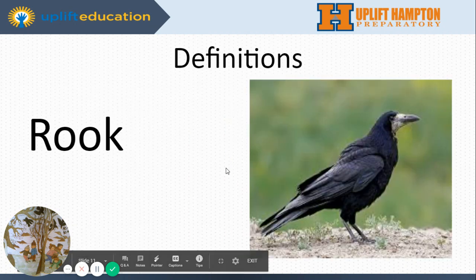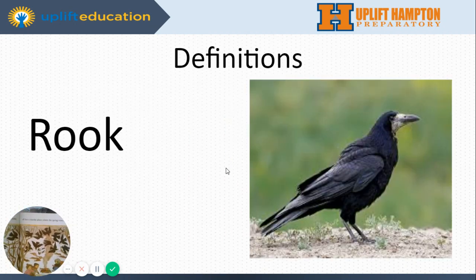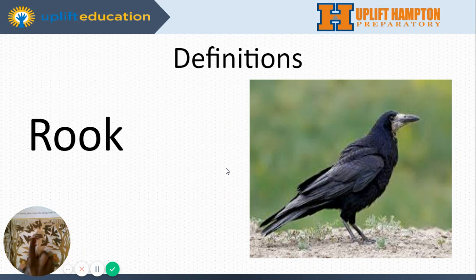The next definition that we heard was a rook. A rook, as you can tell in our book, they're a crow. So all of these blackbirds are what we call rooks or crows. And our last definition, which we'll get to in just a second.